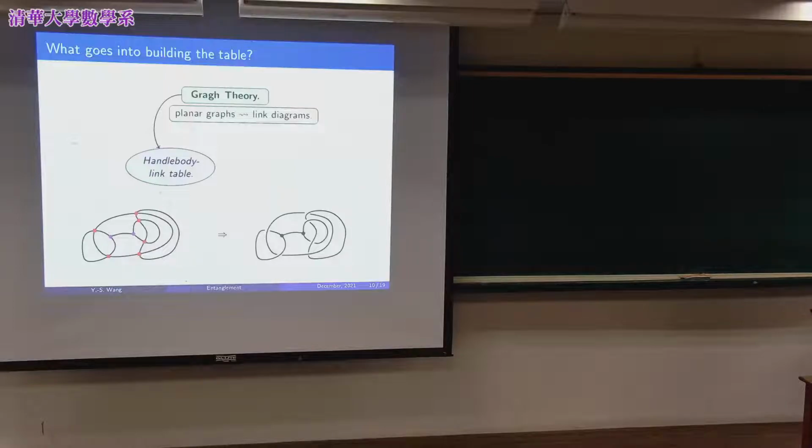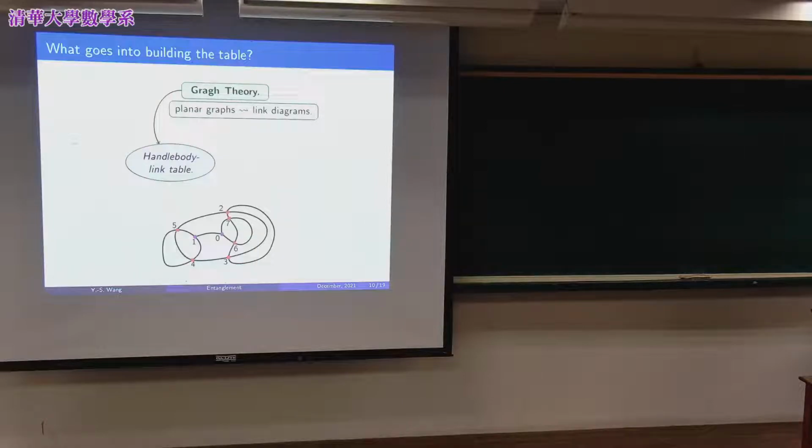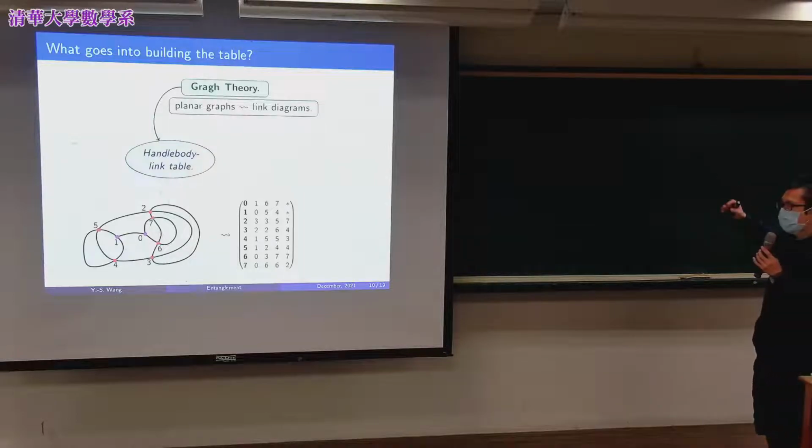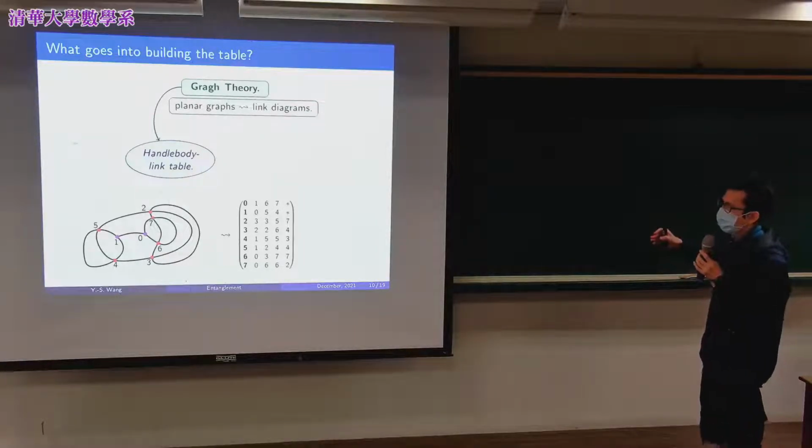So it's still difficult to do, but we can ask a computer to help us by translating the planar graph into a matrix. You see, 0 is the first row, and we just go around the vertex counterclockwise, and you get 1, 6, 7. So here we have 1, 6, 7. And for the vertex 1, you do something similar, so you have 0, 5, 4. So it's up to permutation, but it's okay. As long as we can write it down as a matrix, you can ask a computer to do the enumeration for you. And the result is a very long list of planar graphs or link diagrams.